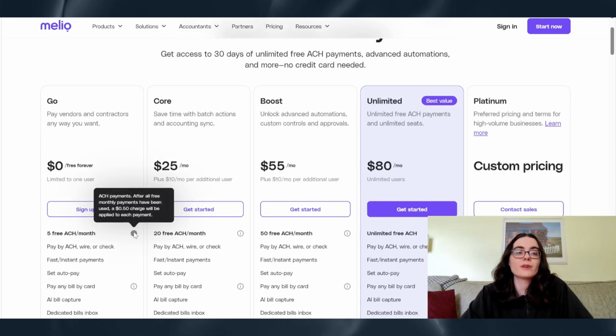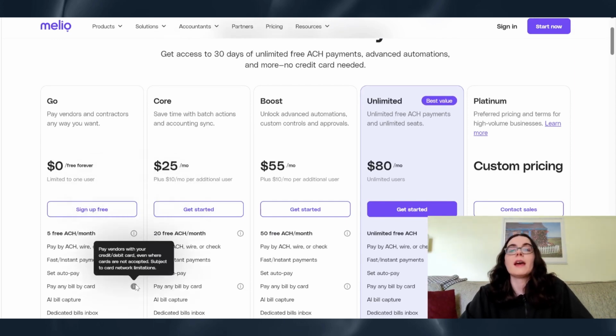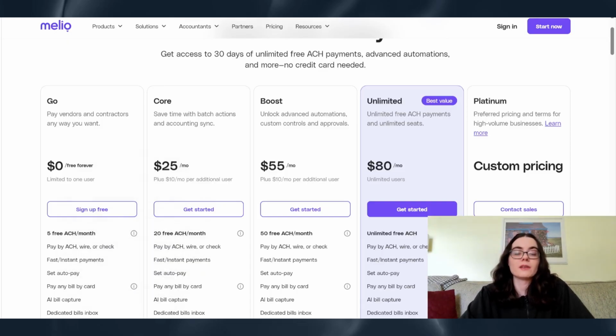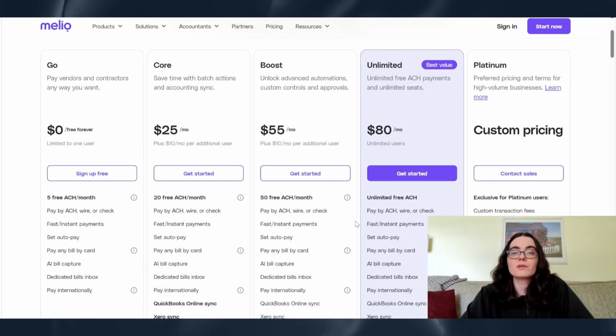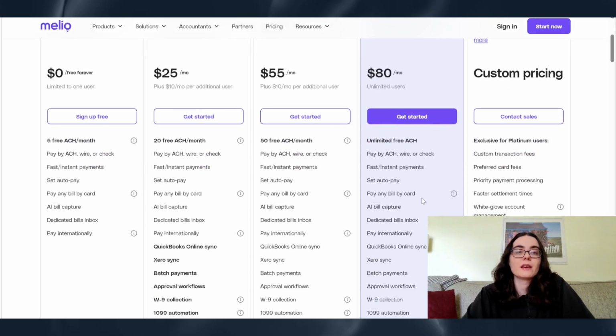You only get 5 free ACH payments per month, but you do still get that ability to pay any bill by card and international payments. Then it goes up. What they describe here is the best value plan. It's $80 a month, but you do get unlimited users and unlimited free ACH with that. So that is a good thing there.